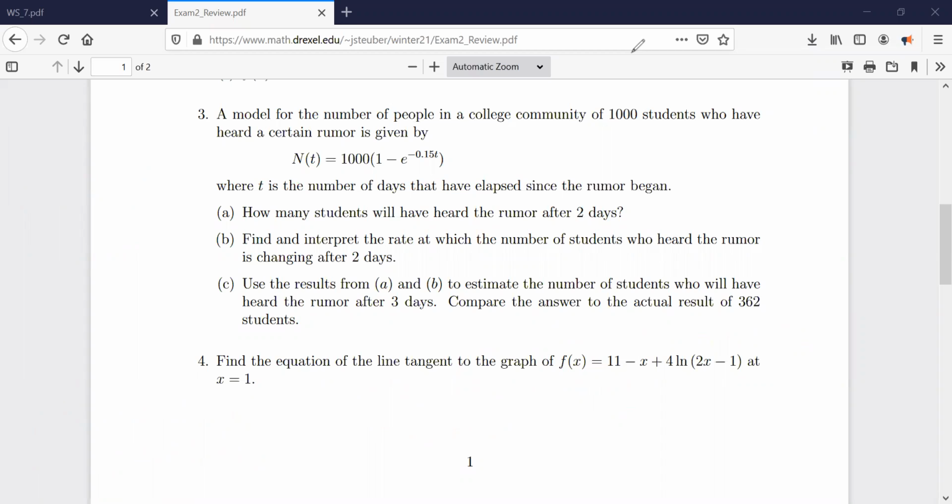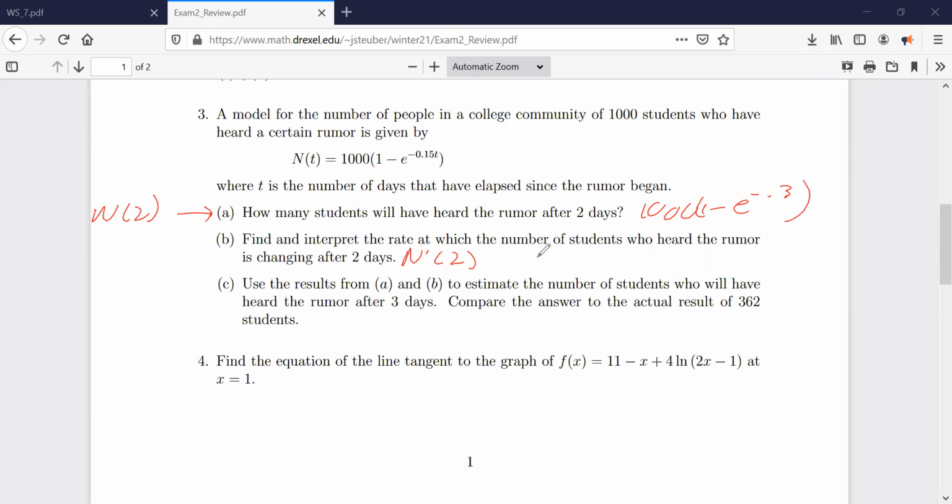So this is just saying literally what is n of 2 right here. That's just asking how many students will have heard the rumor after 2 days, which is n of 2. So that's 1,000 times 1 times e to the -0.3. And then find and interpret the rate at which the number of students who heard the rumor is changing after 2 days. So this is just saying find n prime of 2.